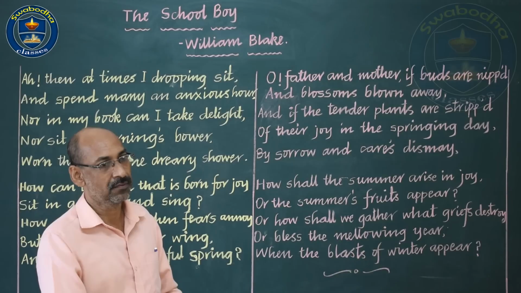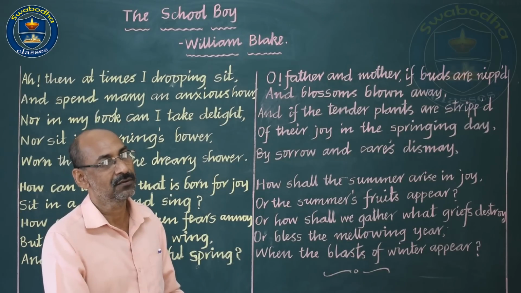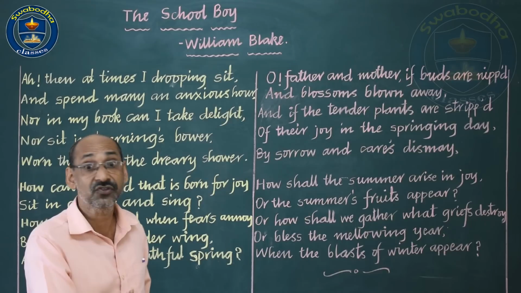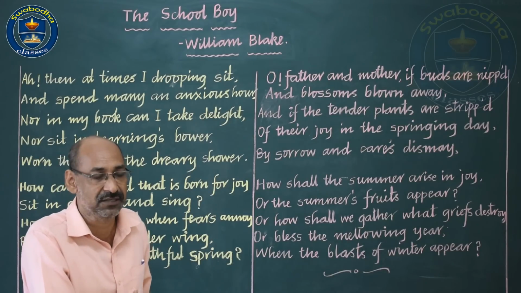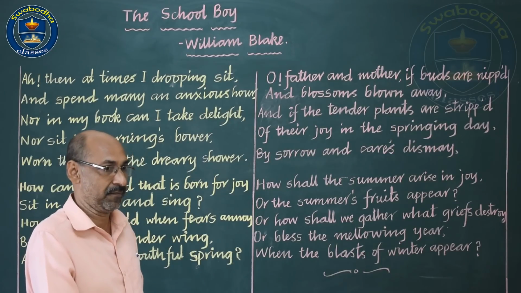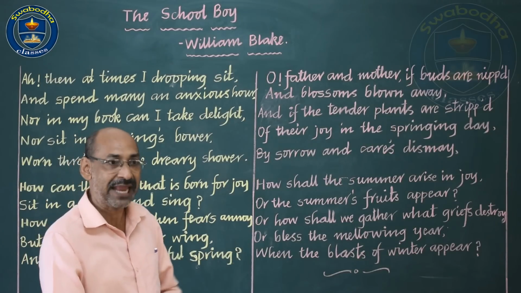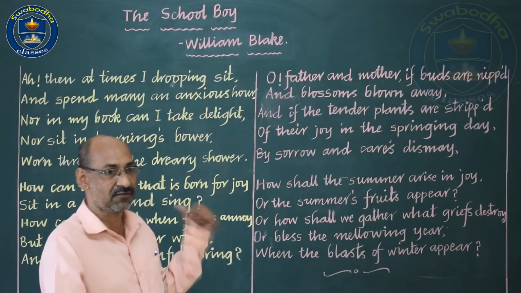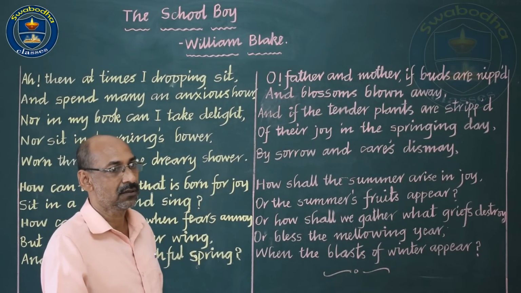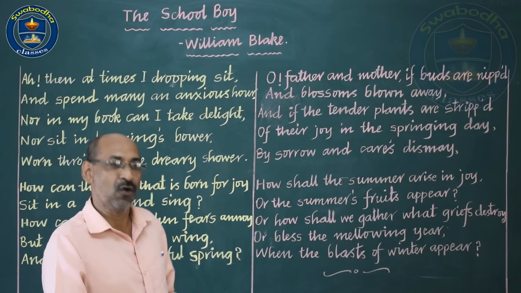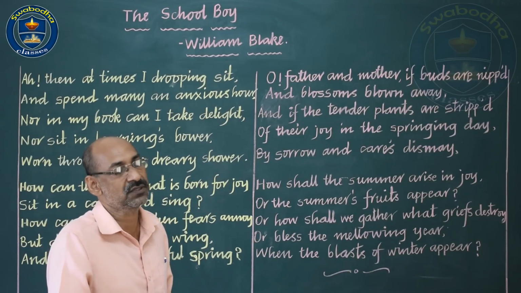So, how can you expect a beautiful song from a child whose childhood is robbed, whose joy of freedom is lost? William Blake represents not just himself in this poem, he stands as a representative of all children who suffer in classrooms.